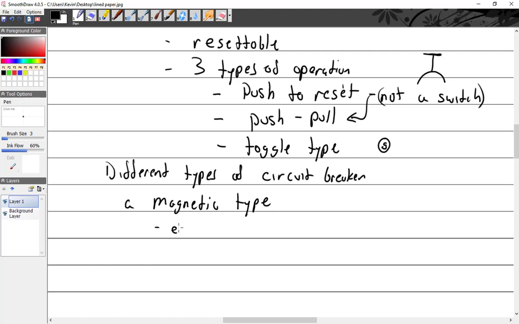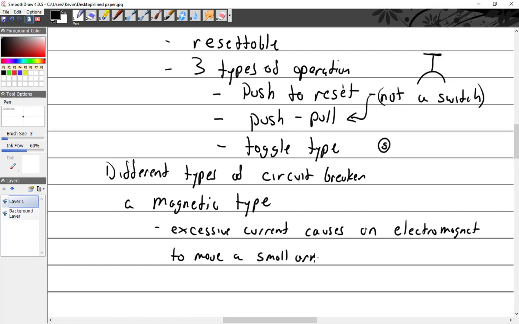So excessive current causes an electromagnet to move a small armature, which trips the breaker.